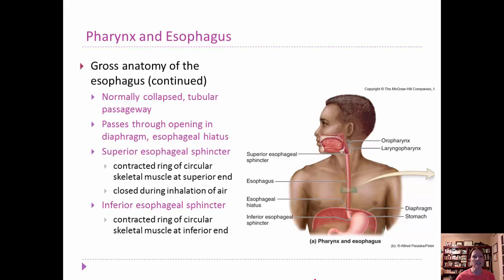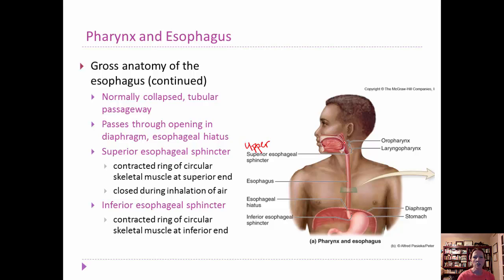So usually the esophagus is collapsed. It's only open if we have food or a bolus that is passing through it. If you take a look at the esophagus in the picture, we are going to have a couple of different sphincters here that are going to regulate the passage of food. And remember, we talked about how we have lots and lots of sphincters. This is going to be one of them here. This book calls it the superior esophageal sphincter. You can also call it the upper esophageal sphincter if you want as well.